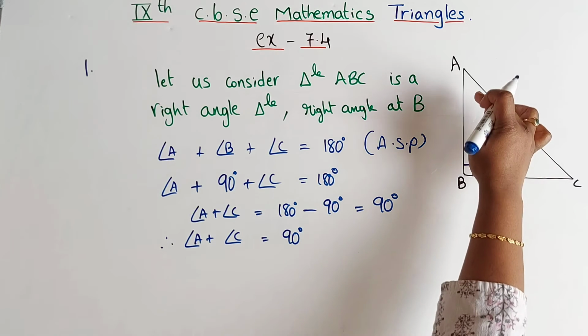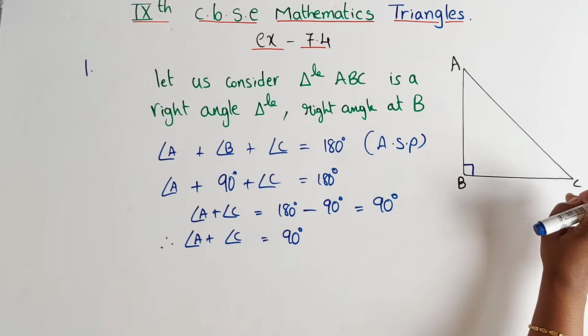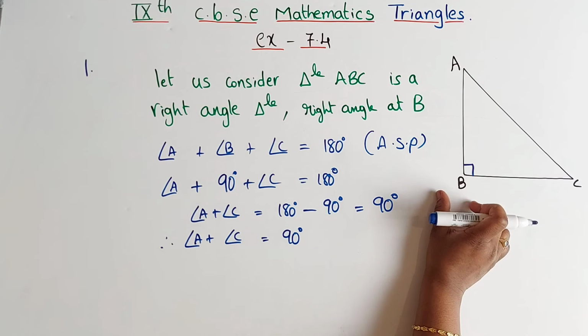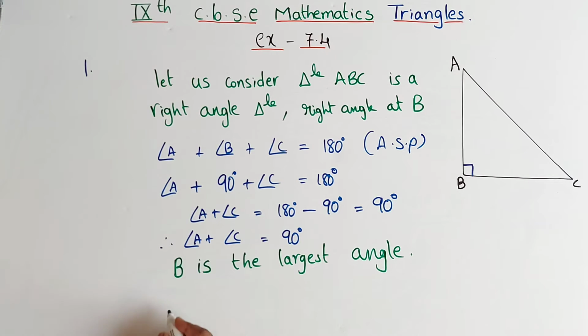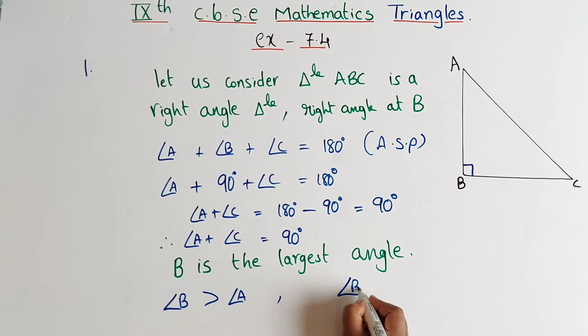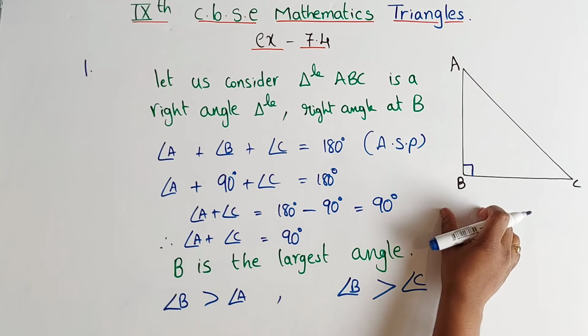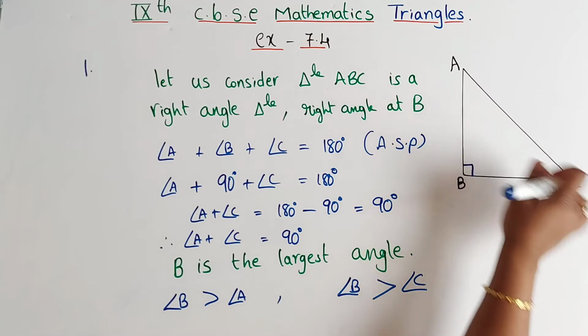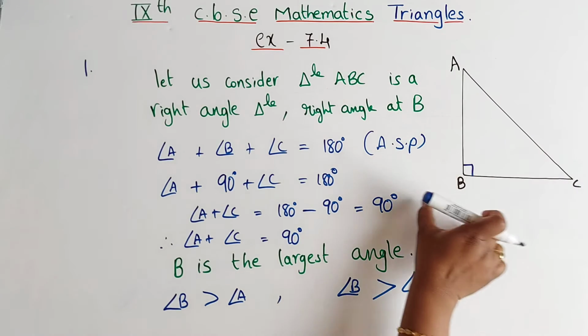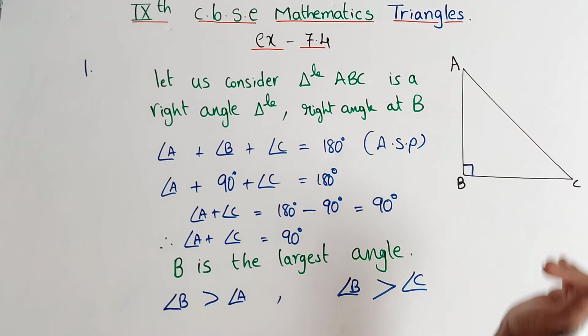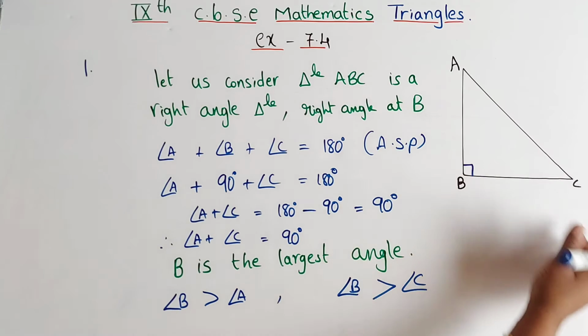That means angle A is also less than 90, angle C is also less than 90. This is the greater angle here. That means B is the largest angle, right, children? So angle B is greater than angle A and also angle B is greater than angle C, right, children? This is angle B. The opposite side is AC. We have already learned that in any triangle, the side opposite to the larger angle is also larger. That means AC is also larger here.